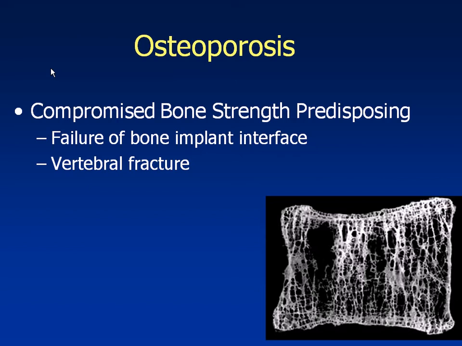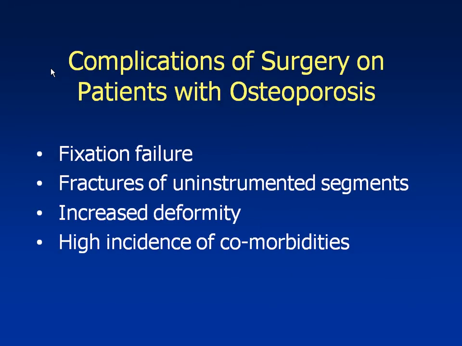Osteoporosis, as you know, may cause compromised bone strength, predisposing to failure of the bone-implant interface. One of the major complications of surgery on patients with osteoporosis is fixation failure. Other problems are fractures of uninstrumented segments and increased deformity, which would not be the main topic of this talk but may be discussed in the discussion time. Increased deformity, especially due to fixation failure, and fractures of uninstrumented segments may be a big problem for us.